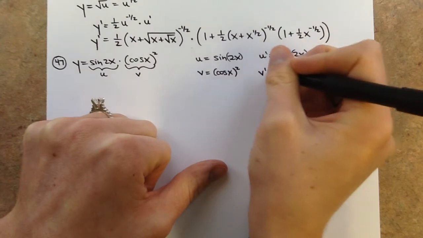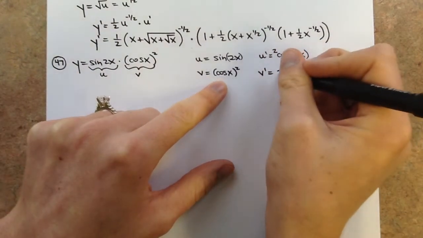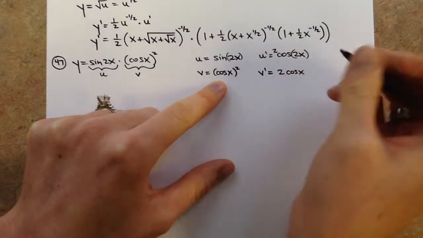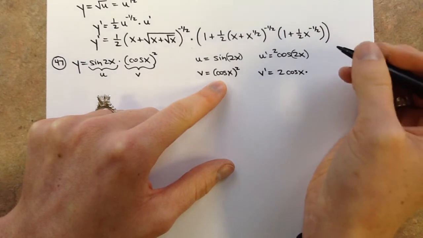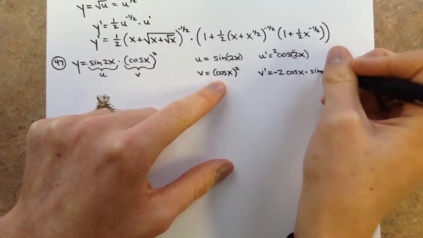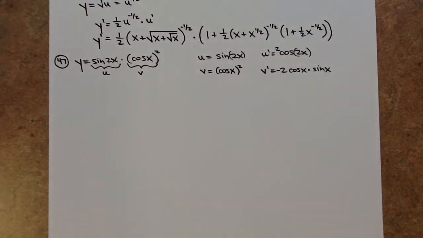Okay, and then v prime equals this one, the main function, is a power rule. So what happens is the 2 comes out front. Technically my power drops down to a 1. And then I multiply by the derivative of my nested function. So the derivative of cosine is negative sine. Okay, and I threw the negative out front in case you're wondering where that went. So now I've got my pieces.